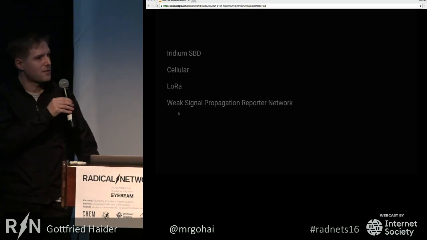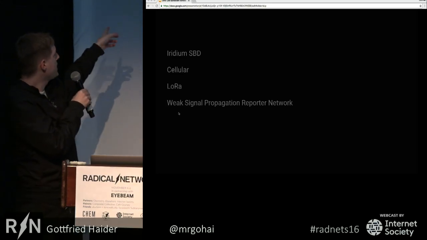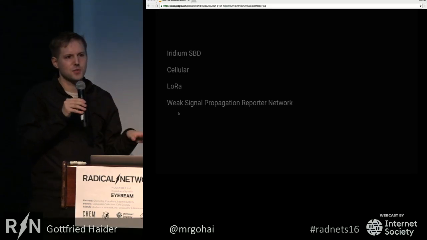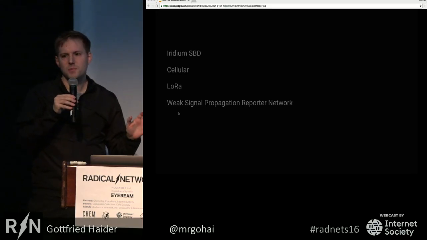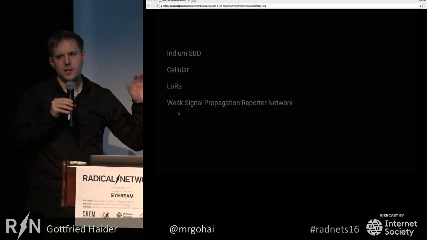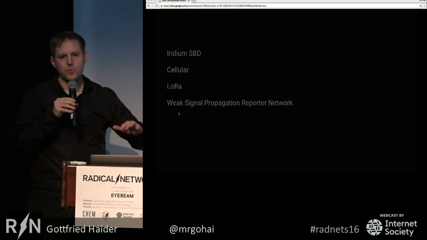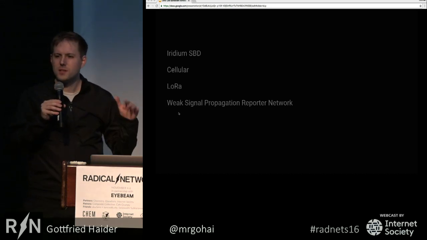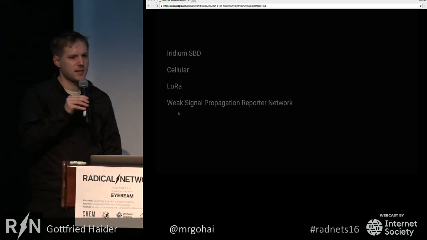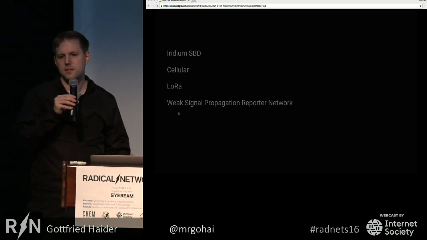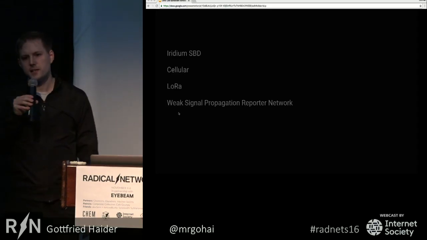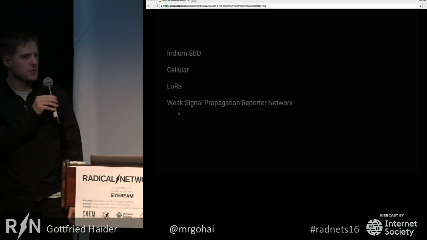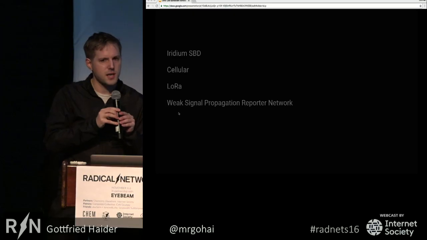And then I also found this one. It's called the Weak Signal Propagation Reporter Network, which is ultra low in terms of how little power you need to go over a great distance. The problem with this is that it's only sending the call sign itself, so there's not much space to exfiltrate any additional data. And you also need a really precise real-time clock.